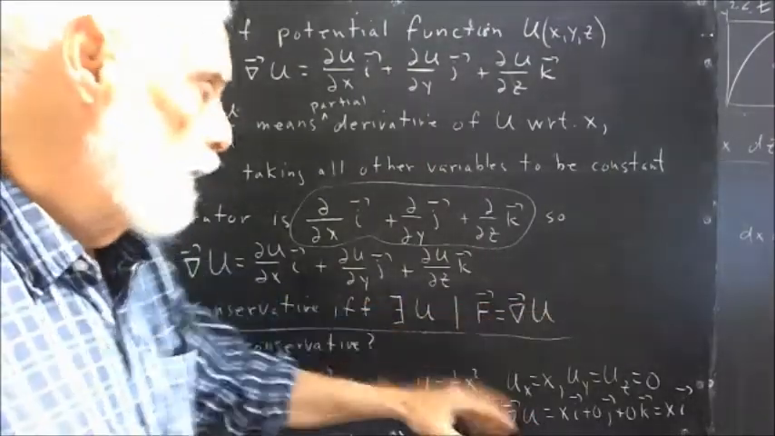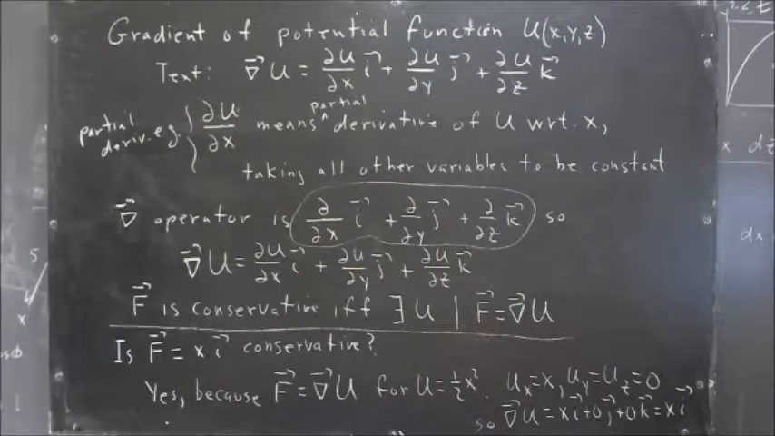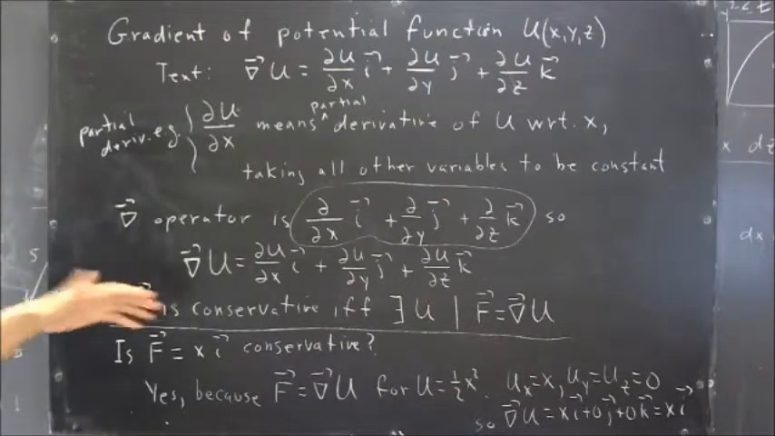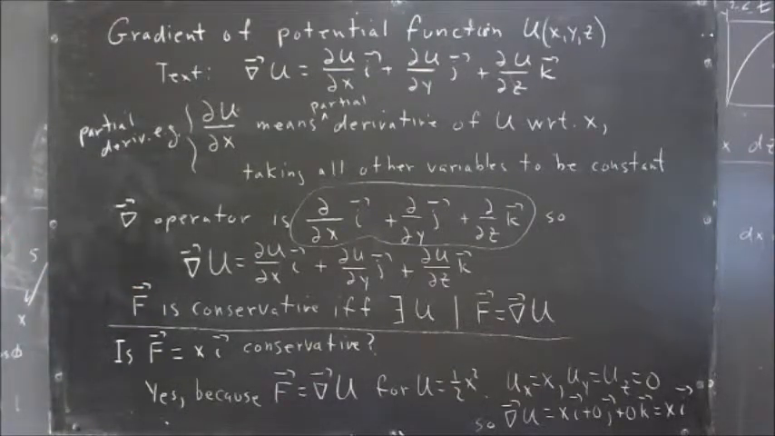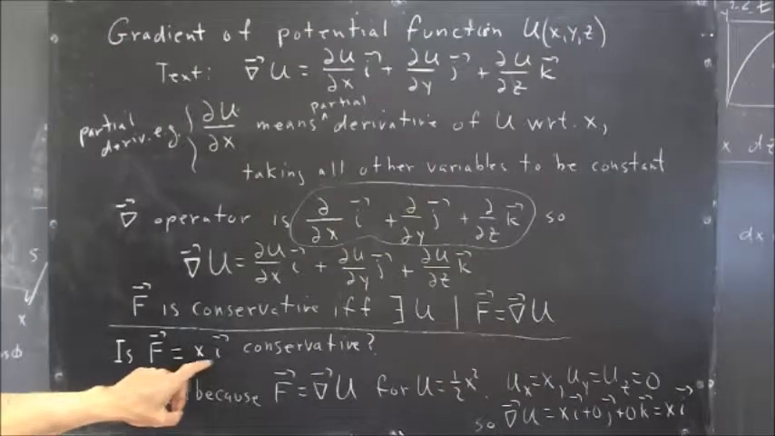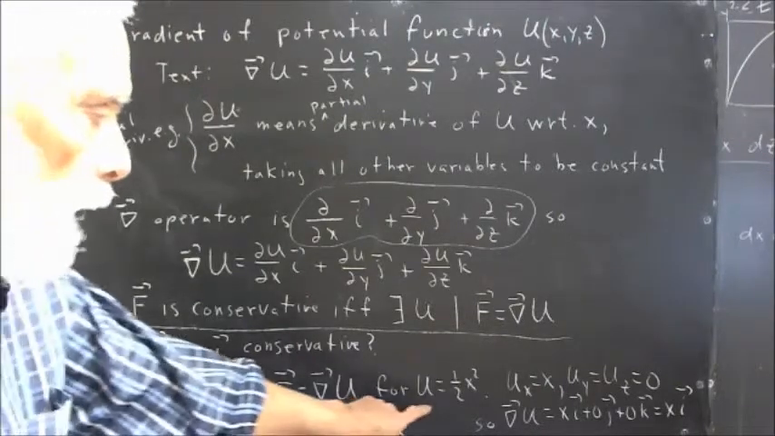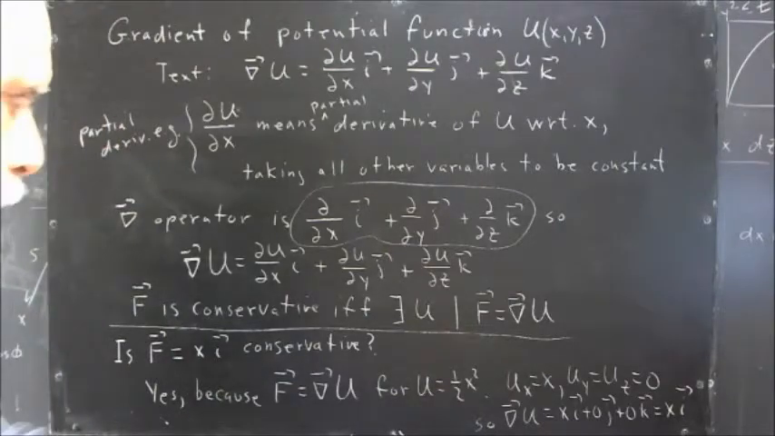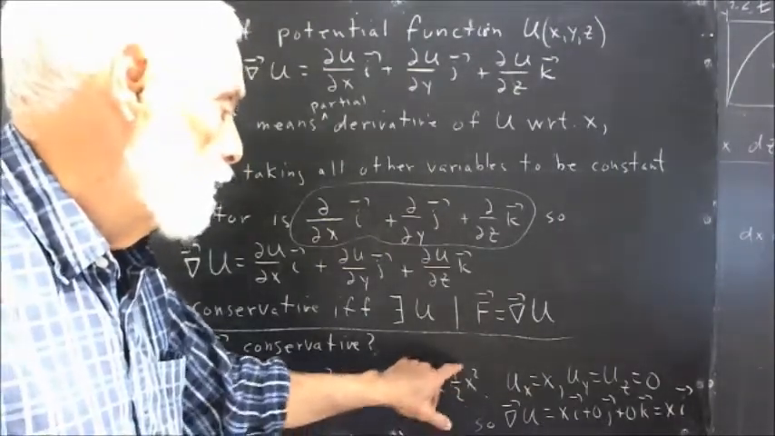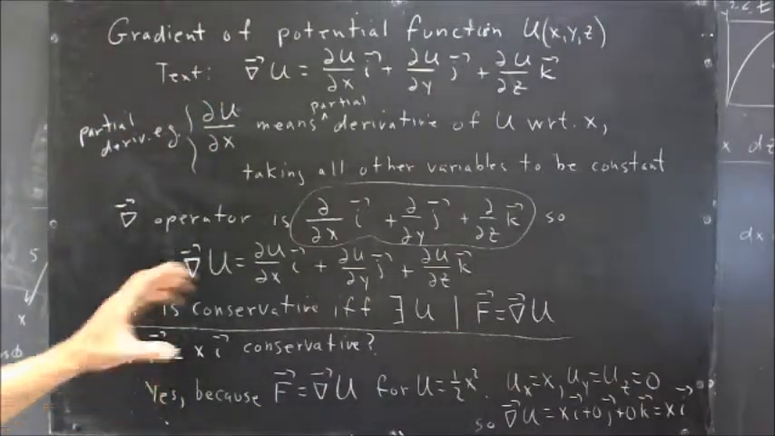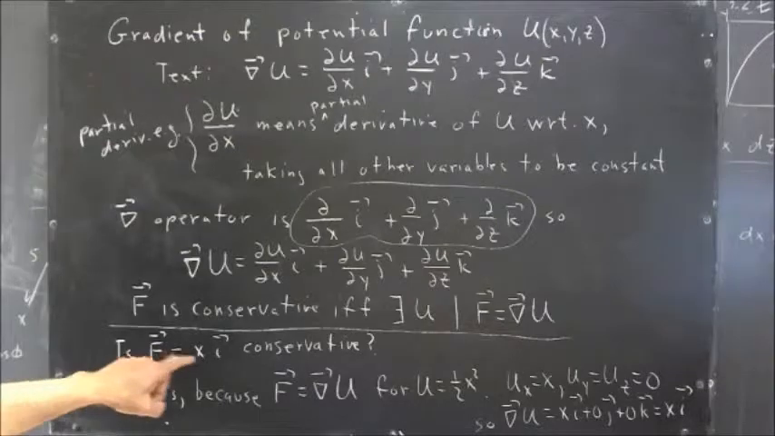Now, to prove that general thing, you need the techniques of multivariable calculus, and I could easily do that, but we're not going to go that deep into multivariable calculus because it's not a prerequisite for this course. But then the question of, is f equal to x i a conservative field? I'm going to say yes without telling you how I got this, and then I'll tell you how we can get this. So the answer is yes, and that's because f is the gradient of u for the function u equal 1/2 x squared. It's easy to verify that if u equals 1/2 x squared, the gradient of u, del u, is equal to x i.